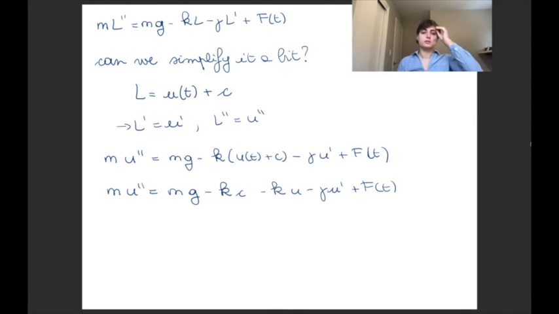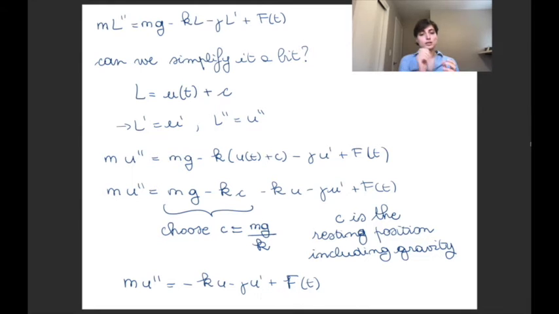We plug this new u(t) plus c into the original equation, and the only place in which it makes a difference is that kL becomes k(u(t) plus c). And we untangle this, and now we want to choose c such that the non-homogeneous terms that are not in the external force, the terms that we know, disappear. We choose c equal to mg divided by k. So now our ODE simplifies to m u second equals minus ku minus gamma u prime plus f of t.